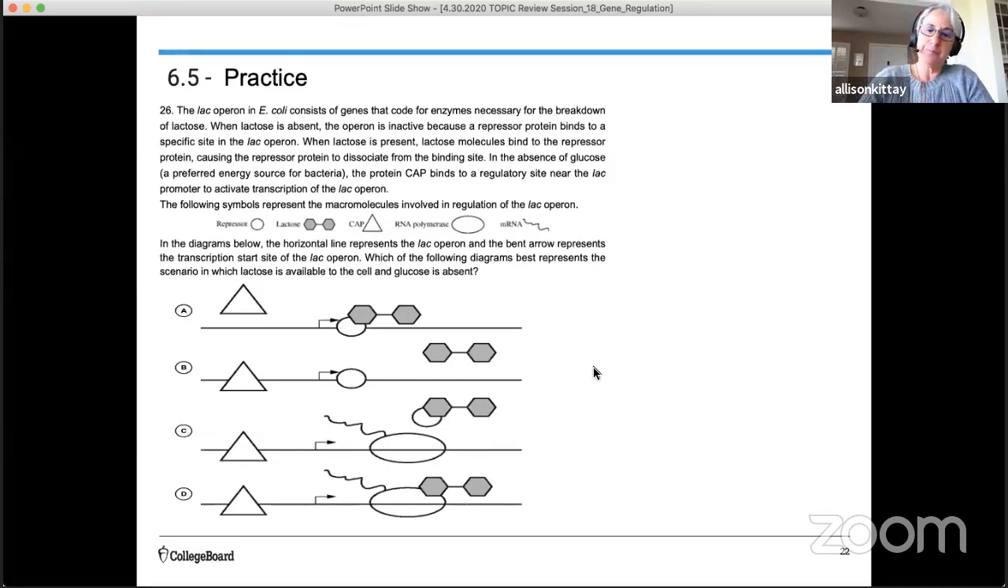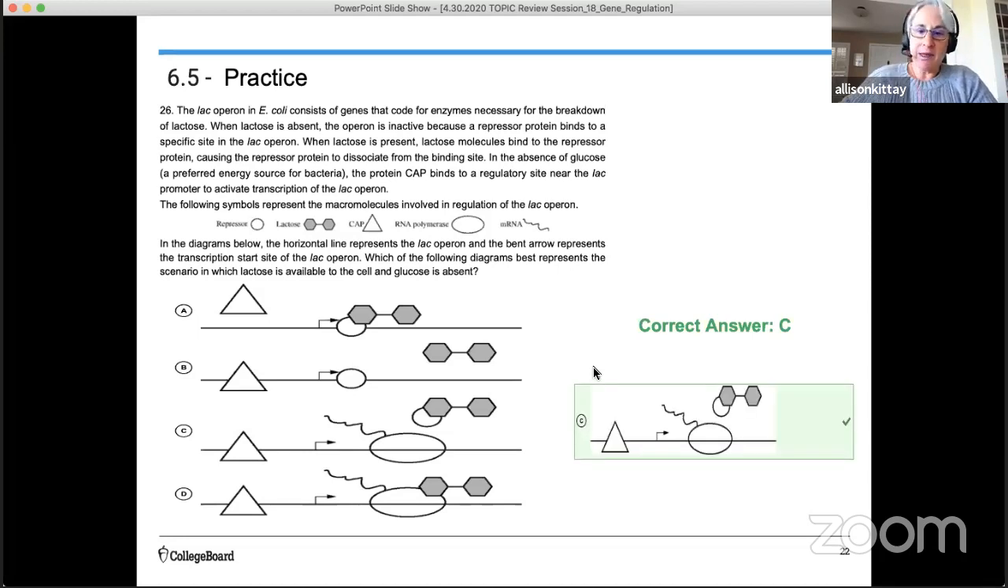Okay. So the correct answer is C, and that's because what you see is the lactose is actually bound to the repressor. So there is no repressor in the way of RNA polymerase, and it is actually making that messenger RNA. So it's the only one where you see the messenger, the transcription, the product of that transcription. What's wrong with D is it's showing that the lactose is actually bound to RNA polymerase, and we know that that is not how the system works.